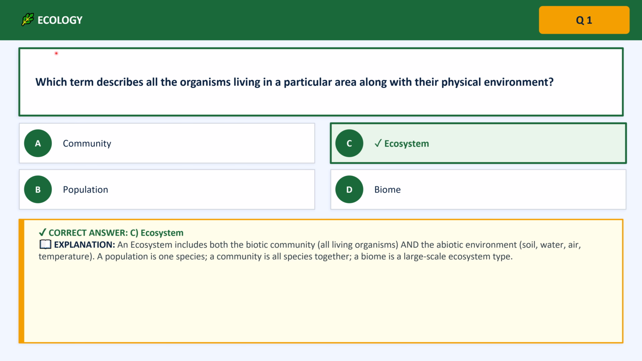So the first question is from ecology. Which term describes all the organisms living in a particular area along with their physical environment? The answer is option C, ecosystem. Explanation: an ecosystem includes both the biotic community, all living organisms, and the abiotic environment: soil, water, air, temperature. A population is one species, a community is all species together. A biome is a large-scale ecosystem type. So with this explanation, you can complete 2 to 3 MCQs.